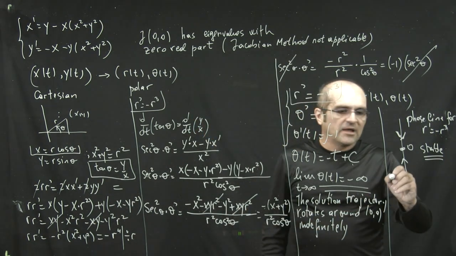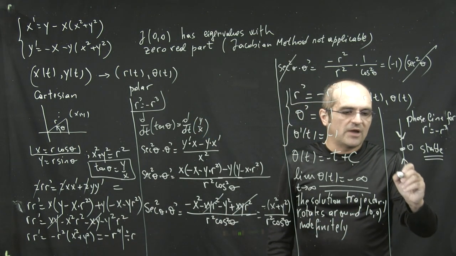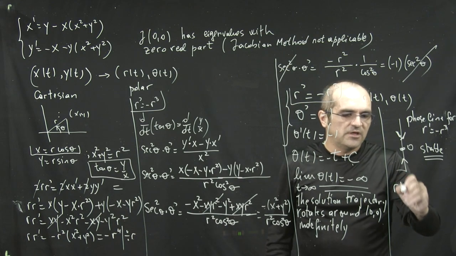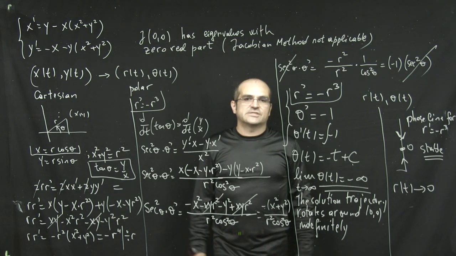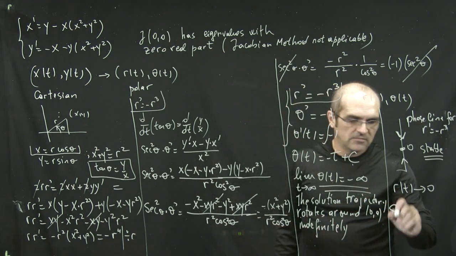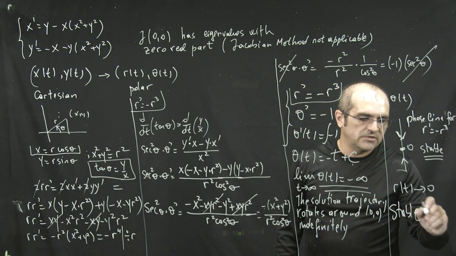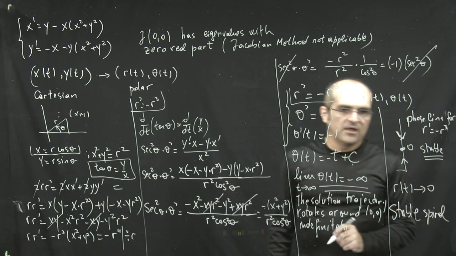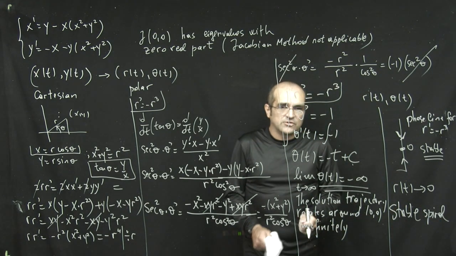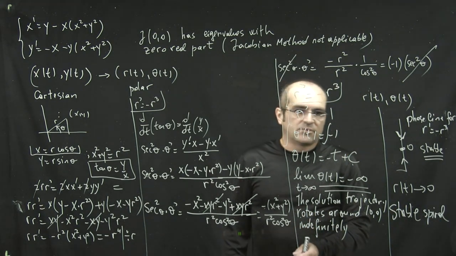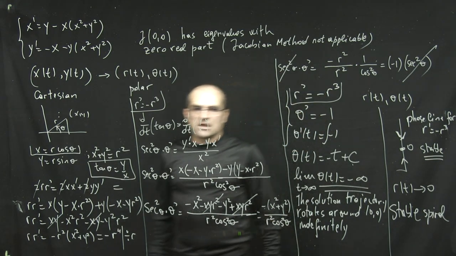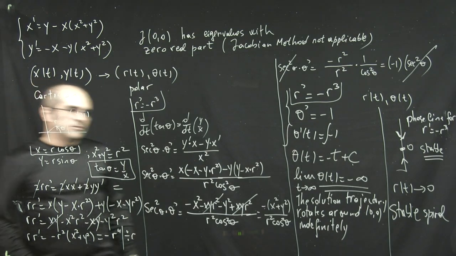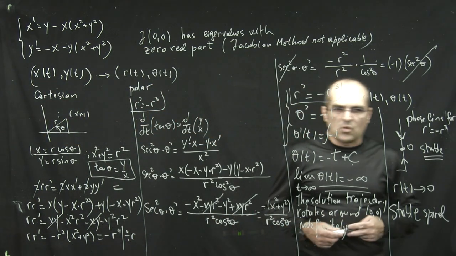So while theta goes to infinity, so while you have those rotations, the polar radius approaches 0. And by definition, I just described a stable spiral, rotating around indefinitely while the distance from the point to the origin keeps on decreasing until it approaches 0 in the limit sense. So that's one way to figure out the stability without the Jacobian.